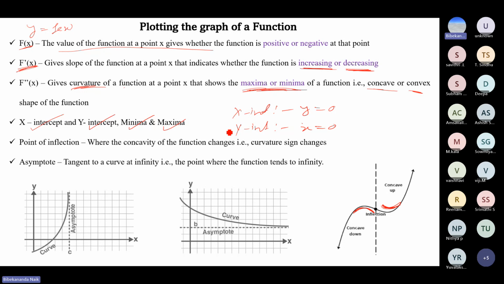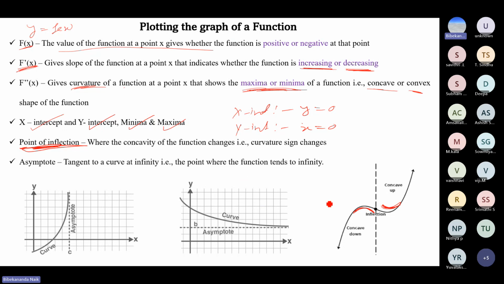So it will help us determine the point. And then another important property, or another important thing, is the point of inflection. Basically, the point of inflection is where the nature of the graph changes, or the concavity of the function changes.